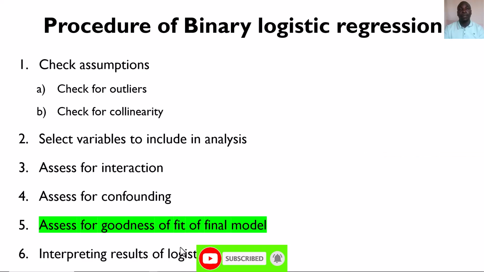Before you interpret the results of your binary logistic regression model, when you're considering the final model, which you've obtained through all the steps from 1 up to 4, it is important to check how well it predicts your outcome. And that's what we are calling checking for goodness of fit of your final model.